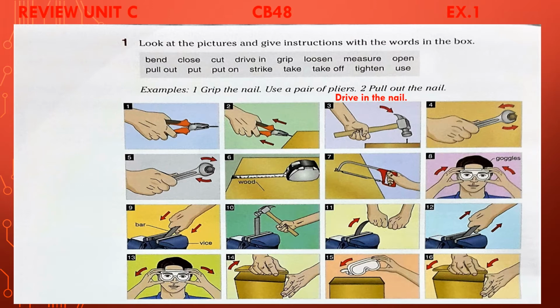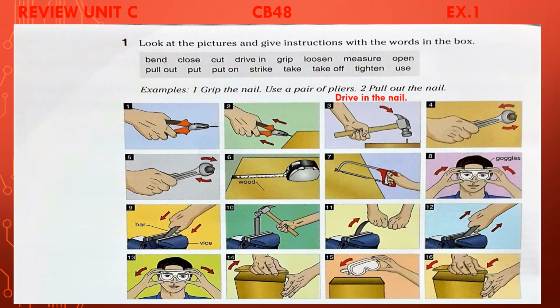So this means tighten and loosen, for example, for sure. Okay, number 6, we see wood and the person is trying to measure. Number 7, we see a saw. Number 8, goggles, and the person is trying to wear the goggles. Number 9, we have bar, and this device is called vise.